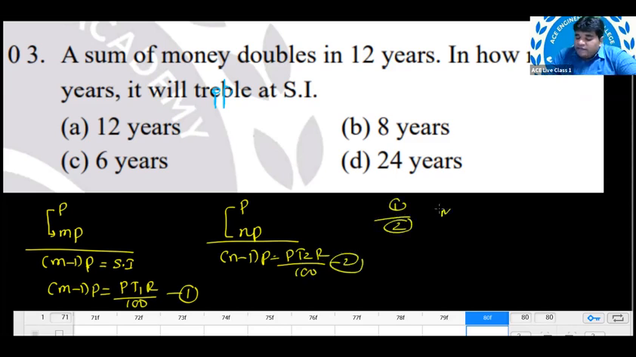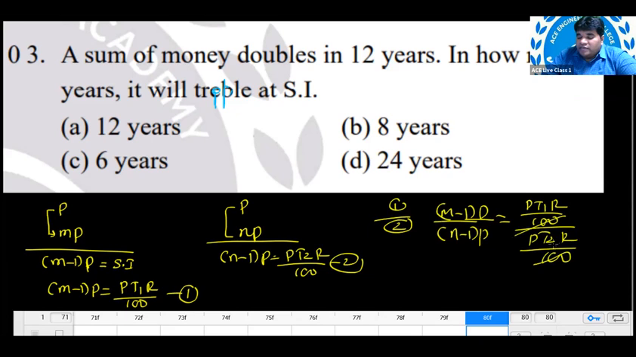First equation by second equation means (M minus 1) into P by (N minus 1) into P. So here P T1 R by 100, P T2 R by 100. 100 cancels, P cancels, R cancels. Then the conclusion is actually (M minus 1) by (N minus 1) is equal to T1 by T2. This is the conclusion actually.